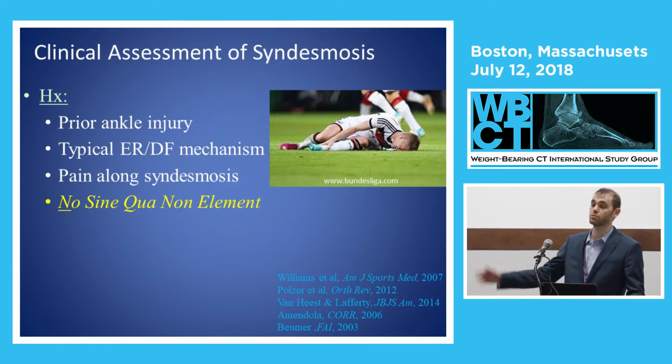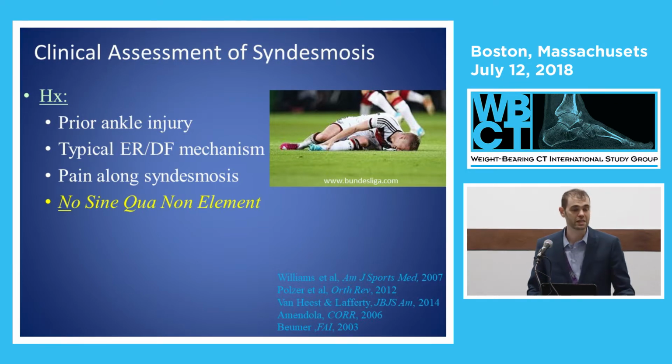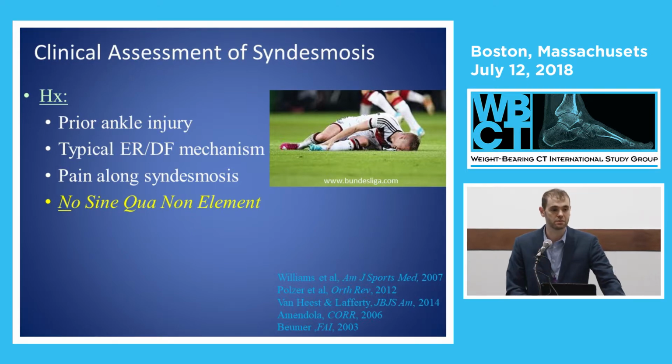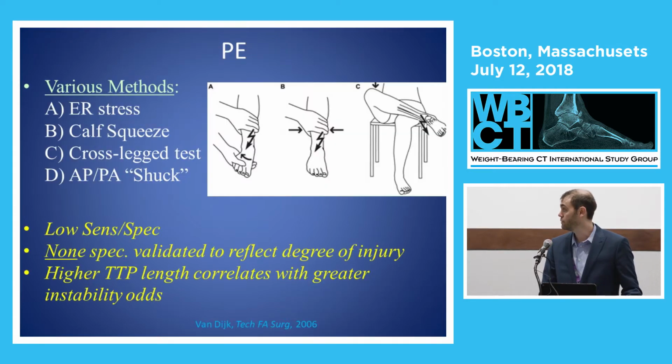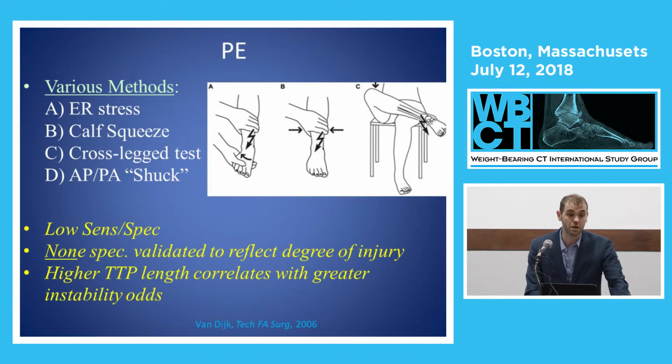And so this is the problem with the syndesmosis. We see a lot of ankle sprains, and when we think of a high ankle sprain, we start by assessing it clinically. And we look at prior ankle injuries. What was the mechanism? Syndesmotic injuries tend to be external rotation injuries. So they have pain along the syndesmosis, but there's not one diagnostic clinical test, especially as the injuries get more subtle. And so we have things on our physical exam that we try to use.